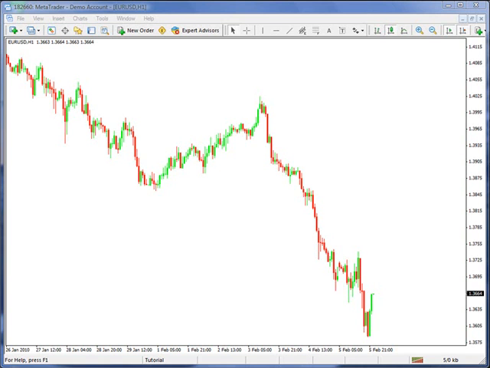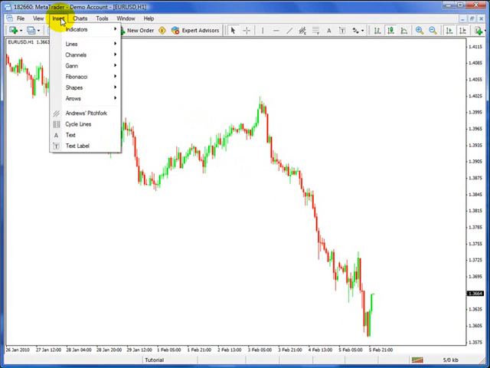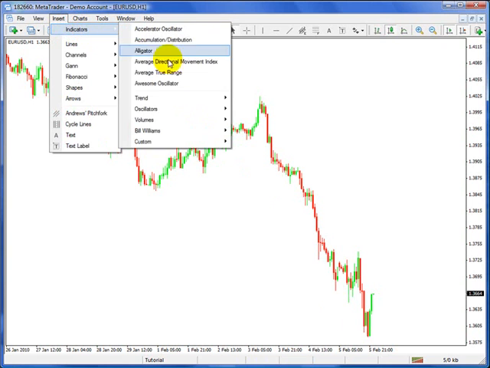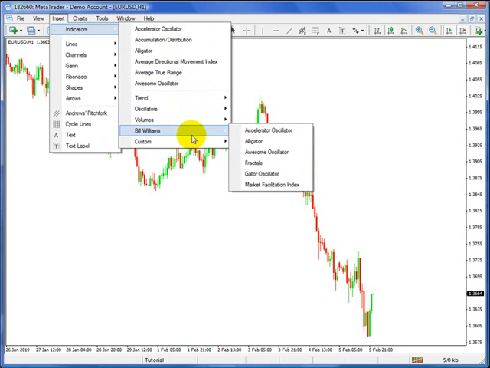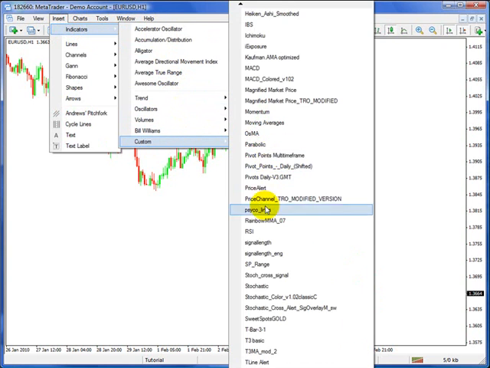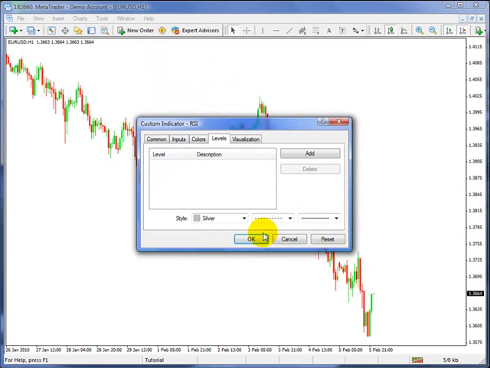Okay then, let's put the RSI on our chart. So what we do is we go to Inserts, Indicators, same for every indicator you're putting on there, into Custom, and then click on the one you want. We want the RSI. Now let's have a look at the tabs.